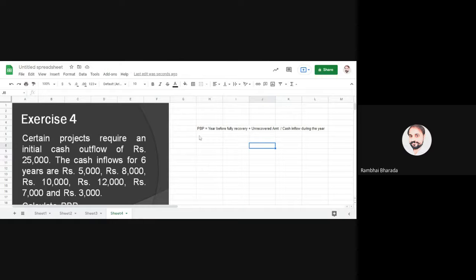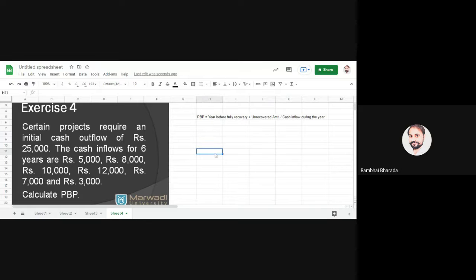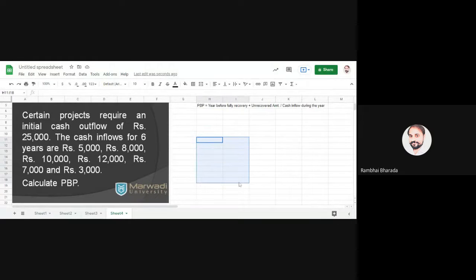Now, for doing these calculations, let me prepare one table which helps us do the calculation in a better way. Suppose here we have years, and here we have cash inflow. First, second, third, fourth, fifth, and sixth, 6 years are there. See the cash inflow for the first year 5,000, 8,000, 10,000, 12,000, 7,000, and 3,000.